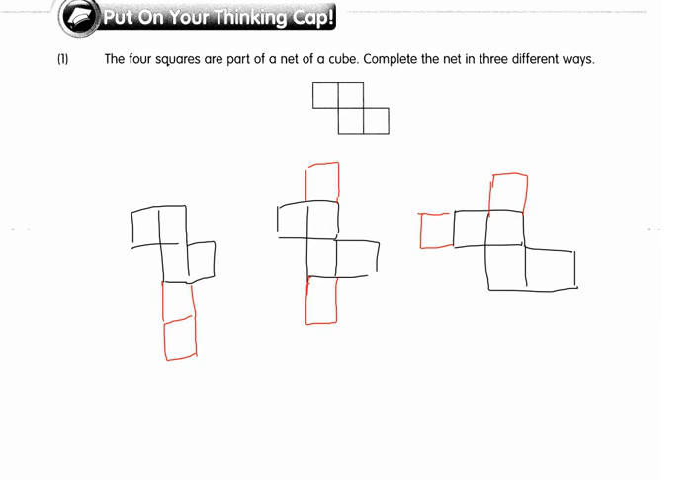No, I'm drawing, they just want to complete the net in three different ways. I'm going to draw, there's actually many different ways. There's actually 11 ways. So I'm just drawing out three for you. There's many different answers. I just want you to explore your own different answers. So you can do your own.